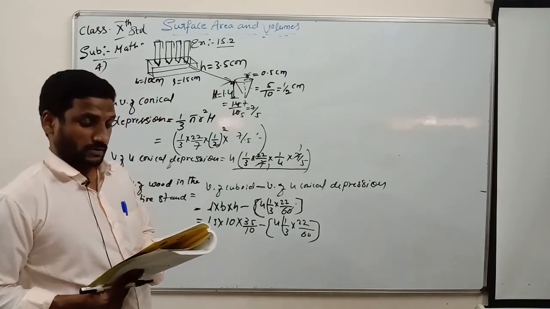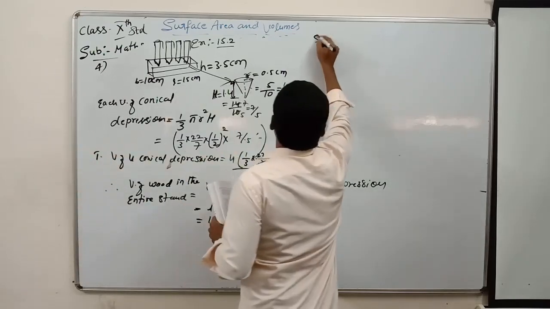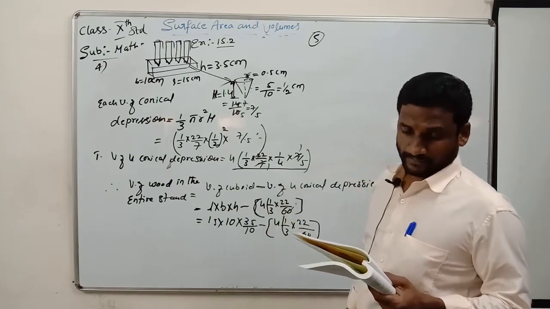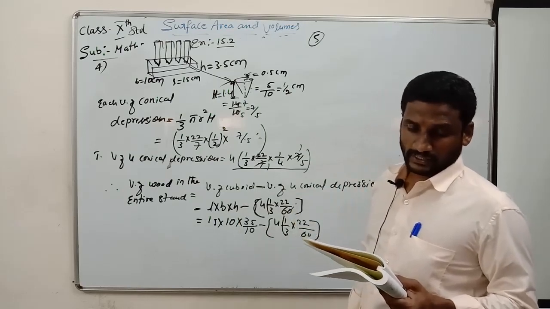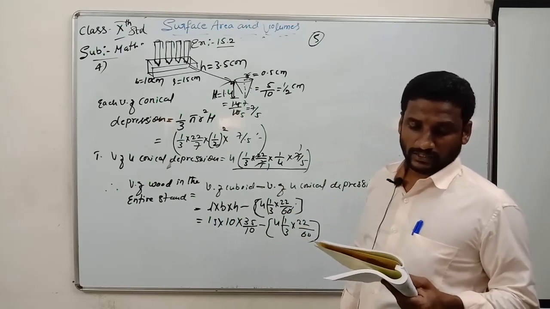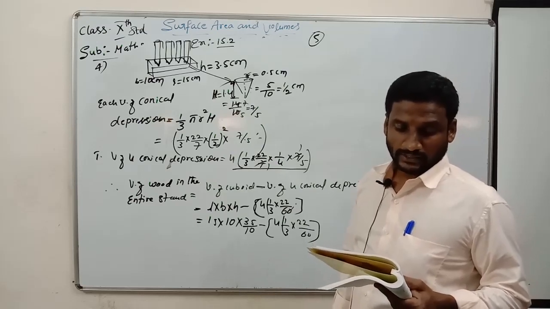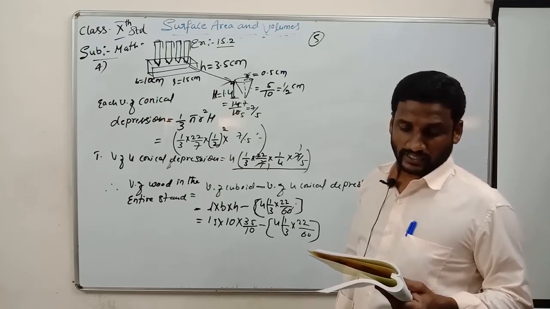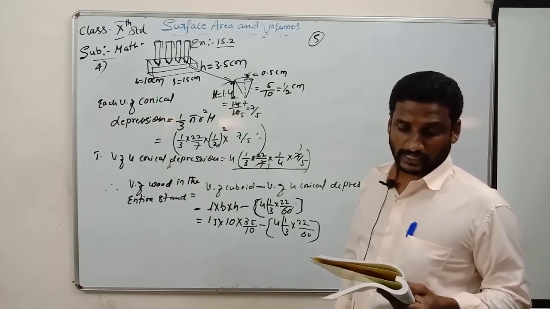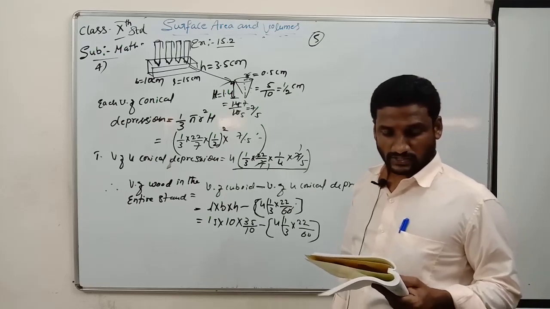So next problem he has given like this, that is the fifth problem. What is the fifth problem? A vessel is in the form of an inverted cone. Its height is 8 centimeter and the radius of its top, which is open, is 5 centimeter. It is filled with water up to the brim. When lead shots, each of which is a sphere of radius 0.5 centimeter, are dropped into the vessel, 1/4 of the water flows out. Find the volume of the lead shots dropped in the vessel.